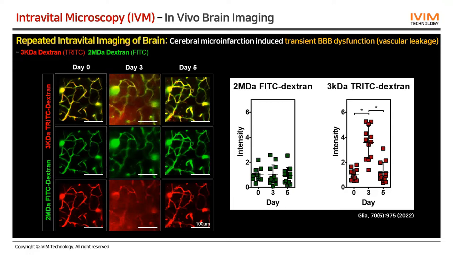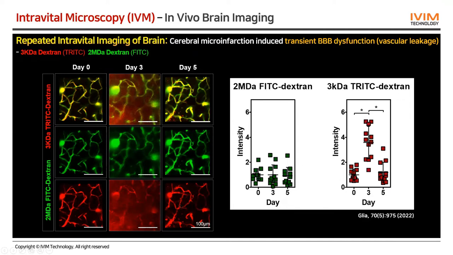And as you may know, the brain vessel has a blood-brain barrier, BBB. You can see at day 3, this small molecular weight dextran is leaked out from the blood vessel. You can see this red dextran leaked out. But the large molecular weight, 2 million Dalton dextran, does not leak out. So at day 3, you can clearly see the BBB function is compromised for the small molecular weight dextran, the 3,000 Daltons.